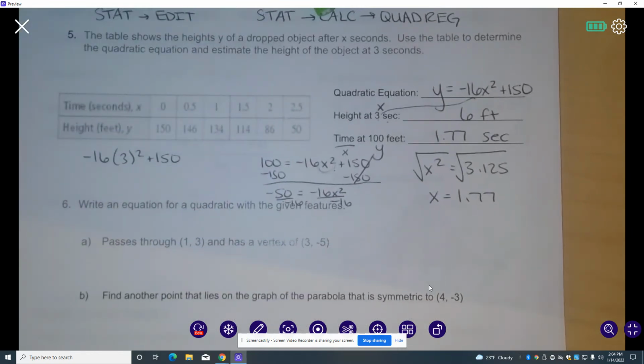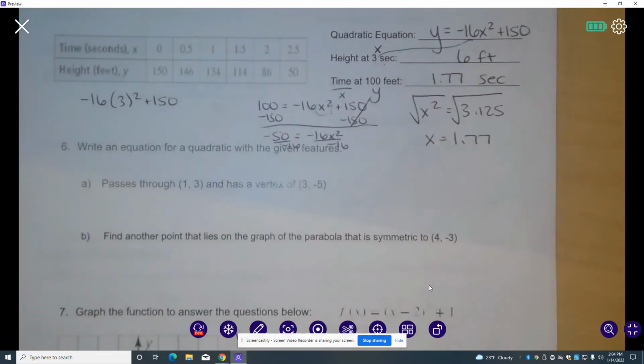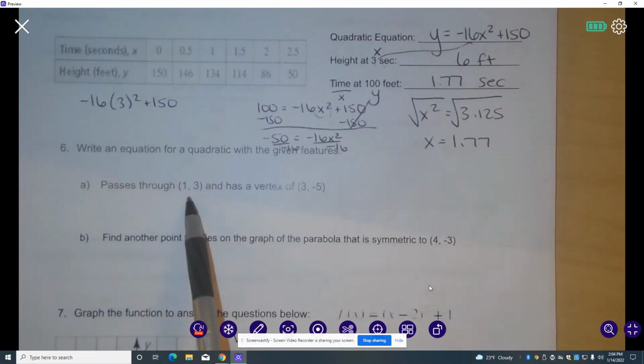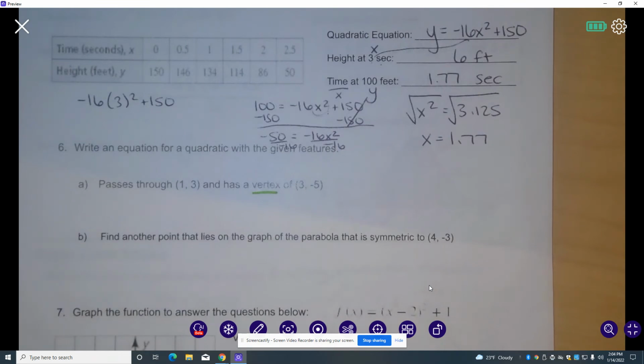All right, and number 6, we're going to write an equation for a quadratic with the given features. Keep in mind we have a few different ways we can write an equation for a quadratic. We have standard form, vertex form, and intercept form. Based on the given information, we'll figure out what form we want. It tells us it passes through the point (1, 3), and the parabola has a vertex of (3, negative 5). Since they're giving us the vertex, let's write our quadratic in vertex form.